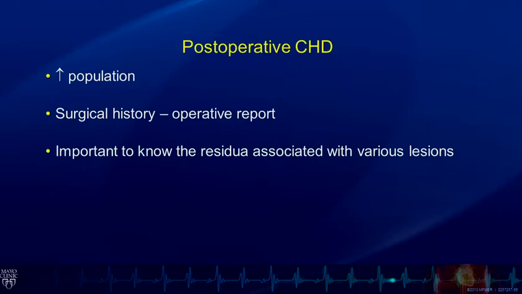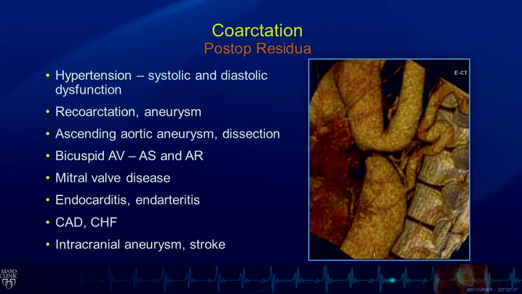And then it's also critically important to know the residua that one would expect to see with particular lesions. So let's look at just a couple. Coarctation of the aorta is demonstrated here by a CTA. Critical coarctation and a big collateral vessel are demonstrated. What are the residua even after successful repair?